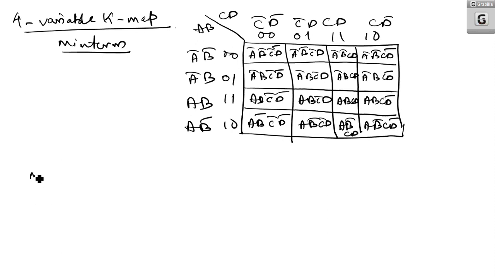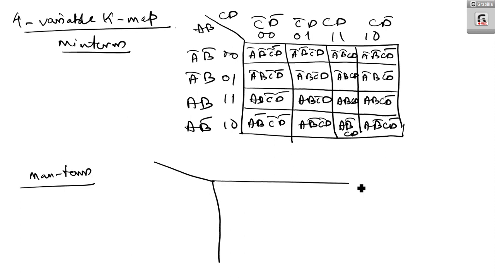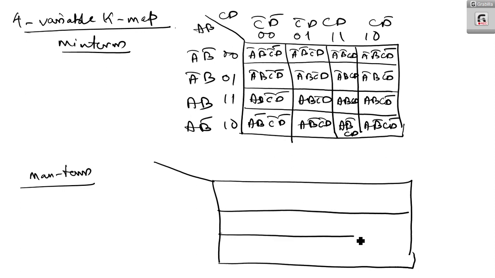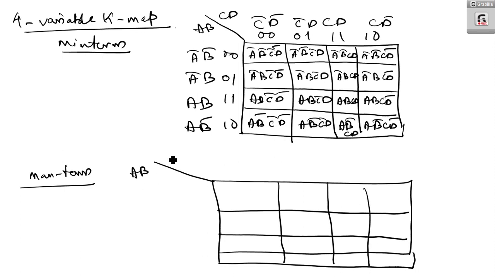If you are going for the corresponding max term type expressions, so going for the corresponding max terms, I am having A, B, C, D with 0 0, 0 1, 1 1, 1 0. This is A or B.